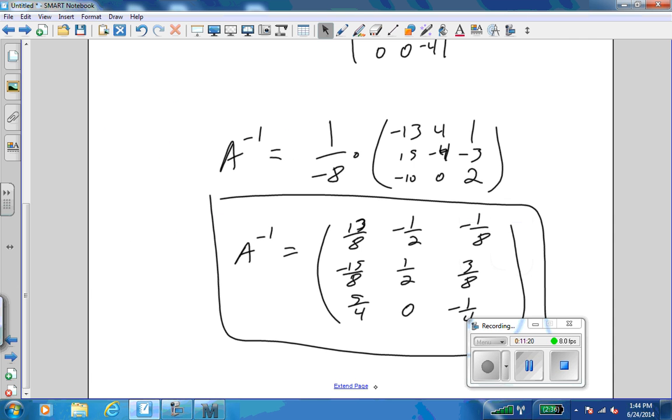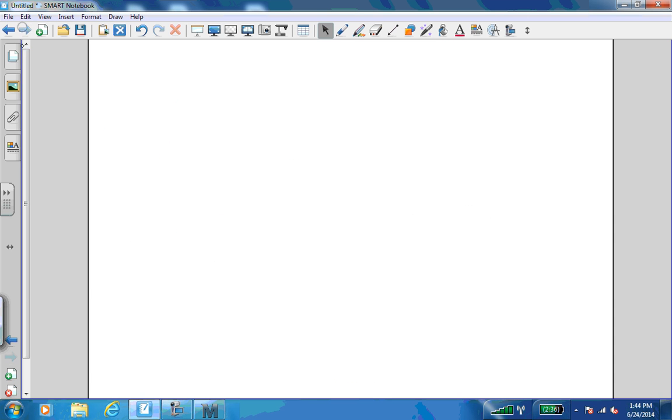So let's do another one of those for practice. I'll do another 3 by 3. You can do a 4 by 4 for practice if you like. Let's look at number 8. Number 8, we have 3, 1, 0, 1, negative 1, 2, 1, 1, 1. So we need to get the adjoint.